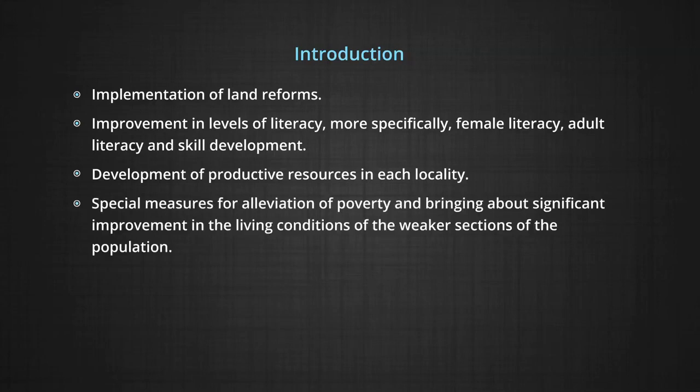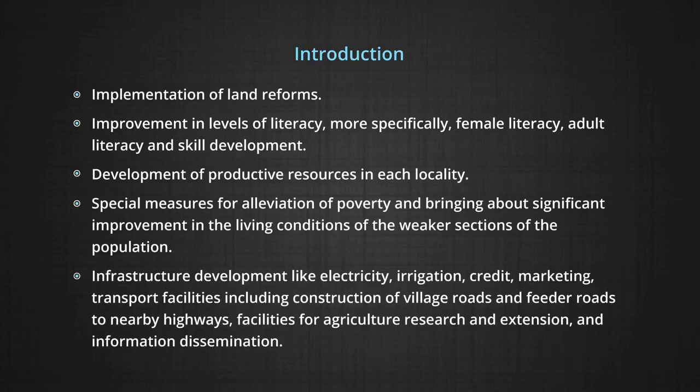5, special measures for alleviation of poverty and bringing about significant improvement in the living conditions of the weaker sections of the population; 6, infrastructure development like electricity, irrigation, credit, marketing, transport facilities, including construction of village roads and feeder roads to nearby highways, facilities for agriculture research and extension, and information dissemination.